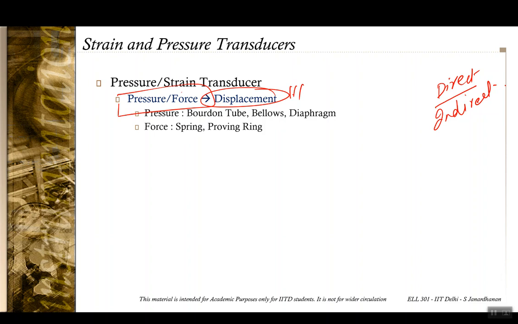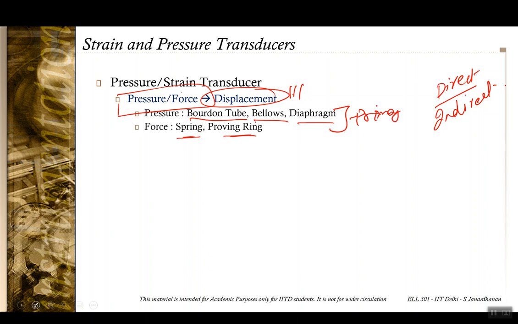A few examples of this: for measurement of pressure, you have transducers like the Bourdon tube, bellows, or diaphragm, and for measurement of force you have a spring or a proving ring. So in this case, these transducers are acting as primary transducers.